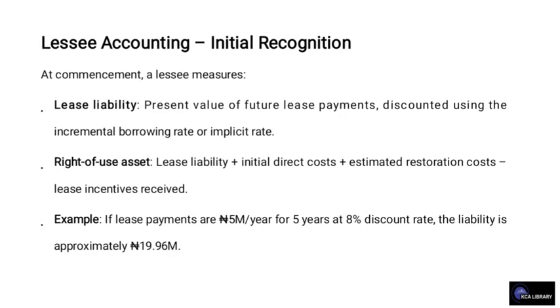The lessee accounting: let's look at the initial recognition. At the commencement, a lessee measures, one, the lease liability, that is present value of future lease payments discounted using the incremental borrowing rate or implicit rate. Also the right of use asset, which is lease liability plus initial direct cost plus estimated restoration cost minus the lease incentive received. An example of this is if lease payments are 5 million per year for 5 years at 8% discount rate, then the liability is approximately 19.96 million naira.